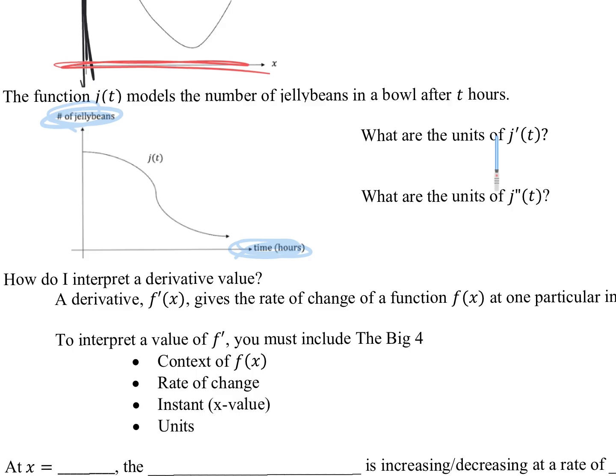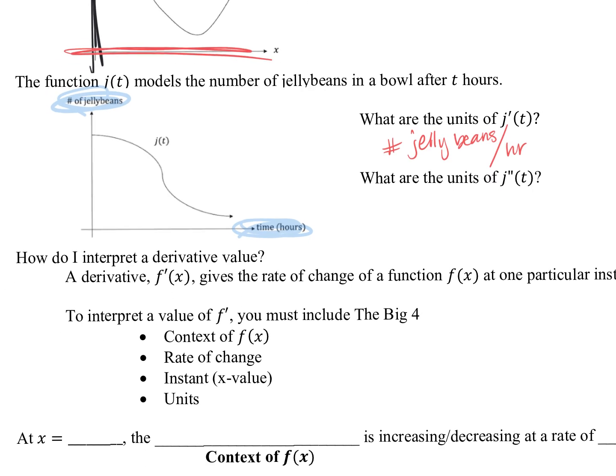Lucal? Jelly beans per hour. Yeah, that's exactly what it's going to be. Jelly beans, let's go specific. Number of jelly beans per hour that I'm eating. It's probably too many. Okay, you guys, anyone have any idea what J double prime would be?